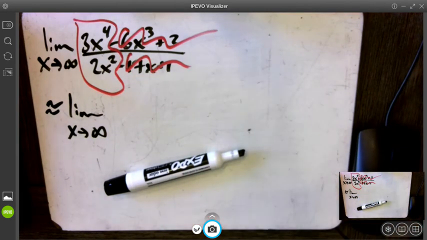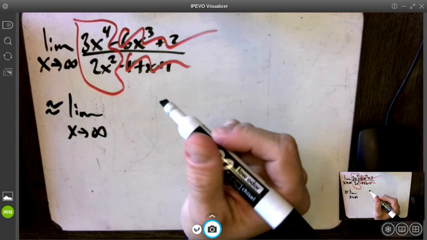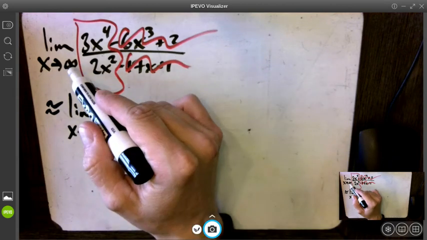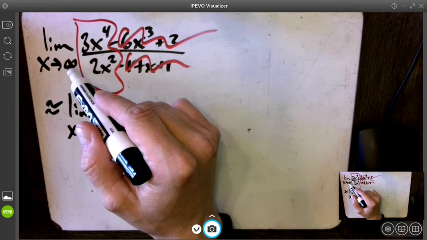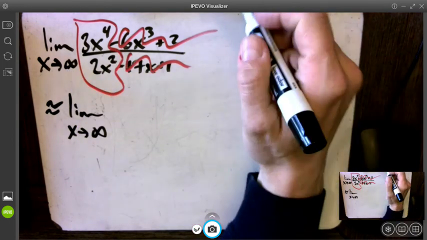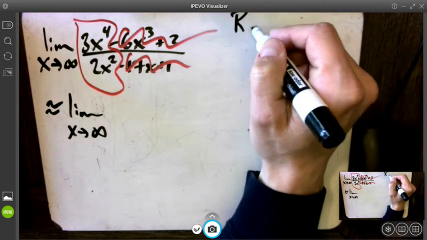Why is it completely okay to ignore that stuff? Well, here's the deal. As you're going to infinity, again, this ratio of leading terms, and if you're an Arrested Development fan, Steve Holt.